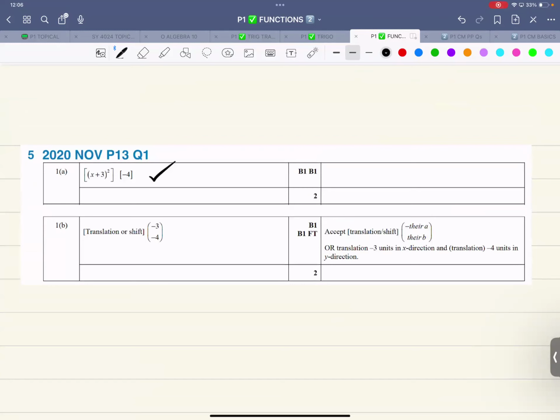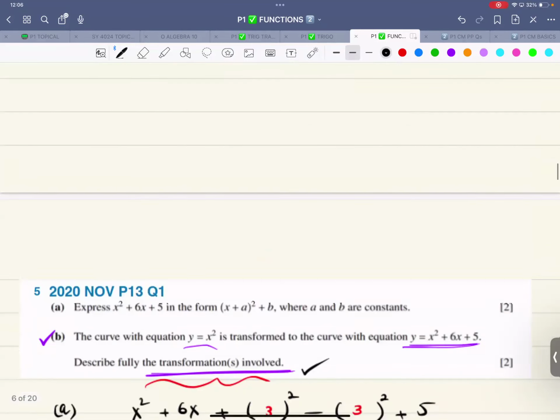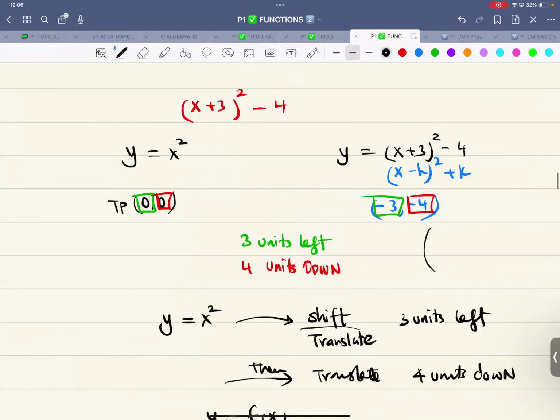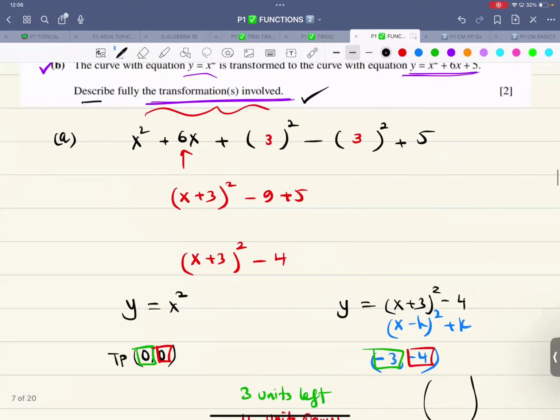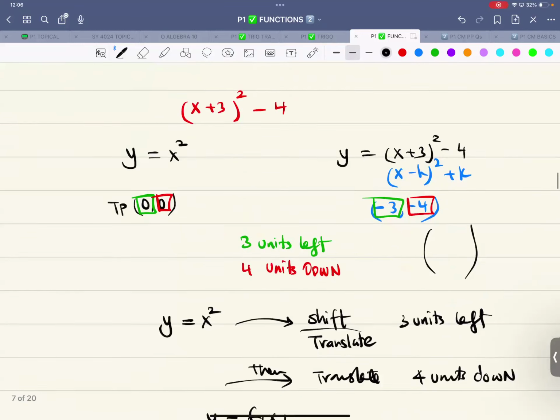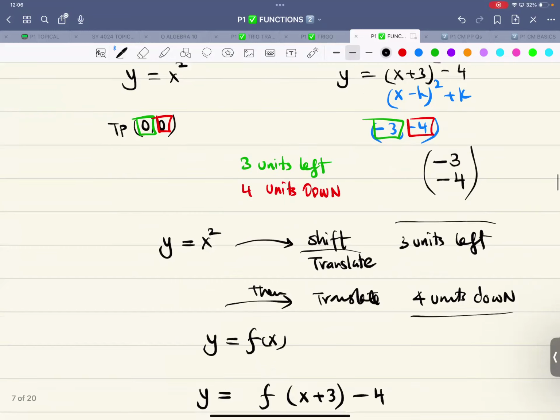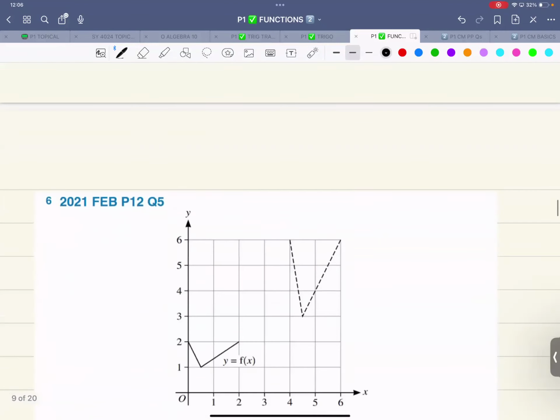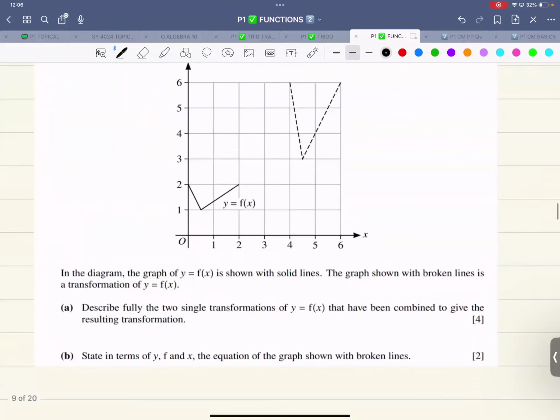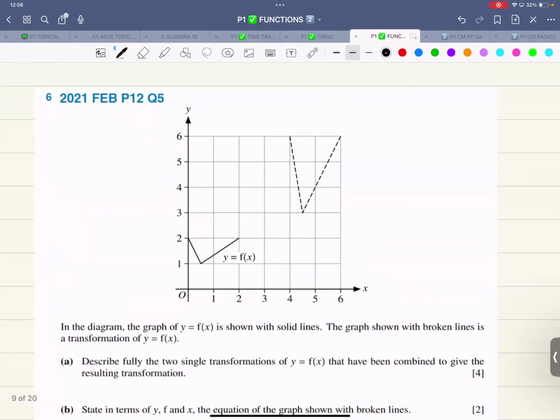This is the completed square form. This is translation or shift, the column vector. I wrote it down. I should write a column vector according to what the examiner has asked for. So over here, this thing, and definitely the column vector, negative 3, negative 4. That is a master. So now next one. This one, I would pause the recording and I would ask you people to solve it.